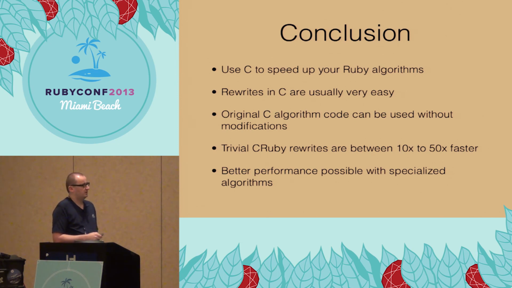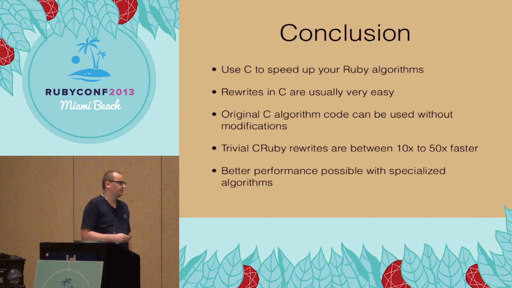Rewrites in C, I think I showed you, are not that complicated. Most of them are straightforward, and you can write them by using those wrapper functions that convert objects into C data structures and then call the C functions. You can use a lot of algorithms directly, so you don't have to worry about breaking the algorithm. You can just use it verbatim and provide this adapter function.